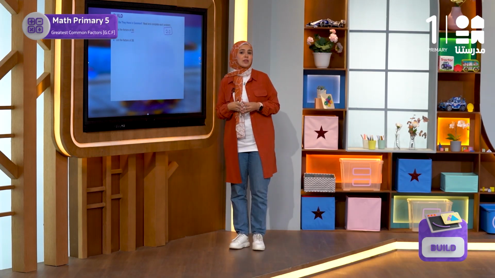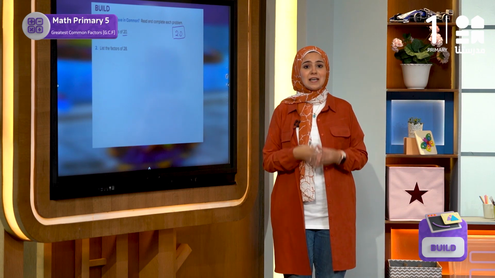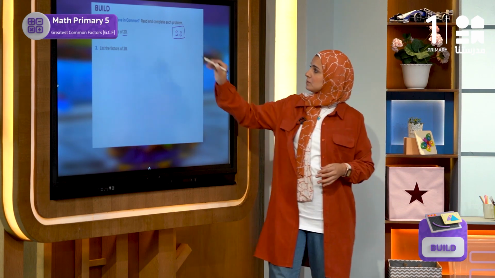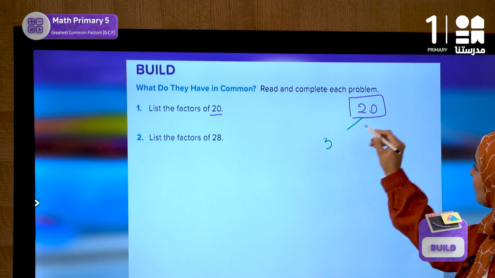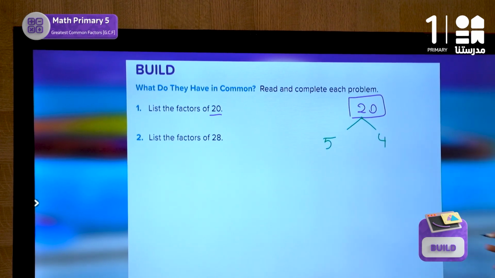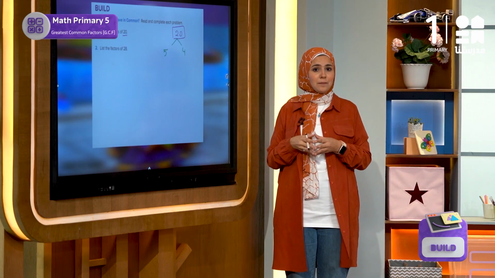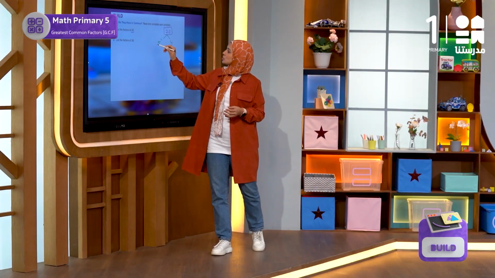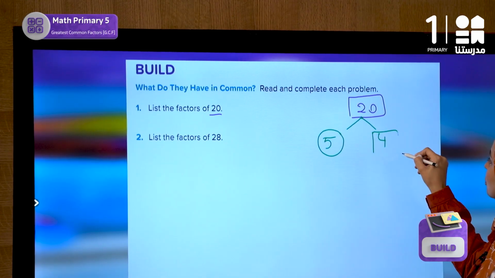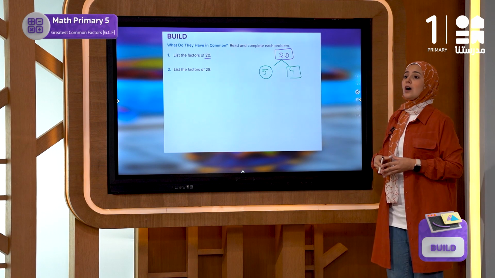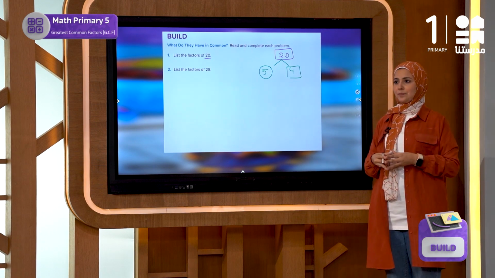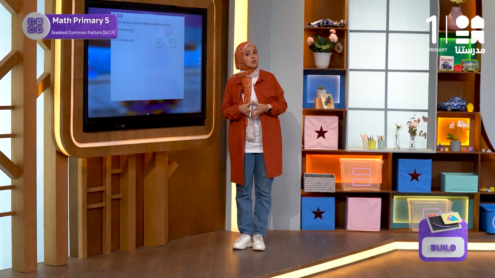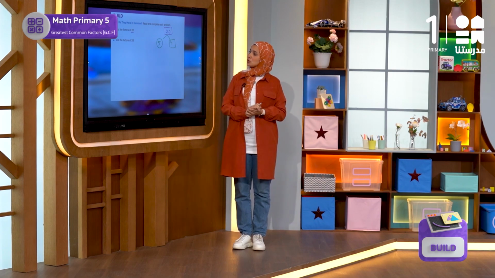What do I start with? I will start by decomposing it into 5 and 4. Then I ask myself, which one of them is a prime? 5. So I'm going to circle 5 and I'm going to draw a square around 4. Now let's check. What do I do? 5 is a prime number, so no more factors.